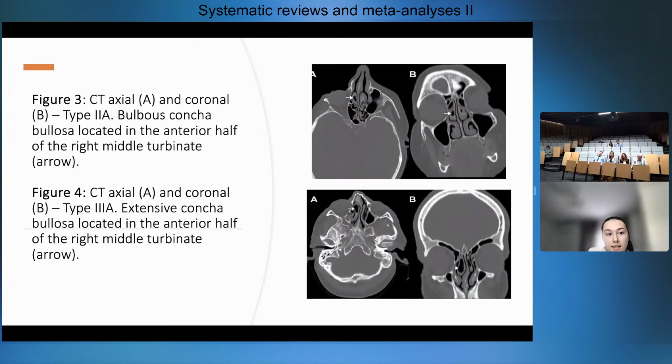In the next CT, we have the type 2A, whereas the bulbous concha bullosa is located in the anterior half of the right middle turbinate. And in the last image, in figure 4, we have the type 3A, where the extensive concha bullosa is located in the anterior half of the right middle turbinate.